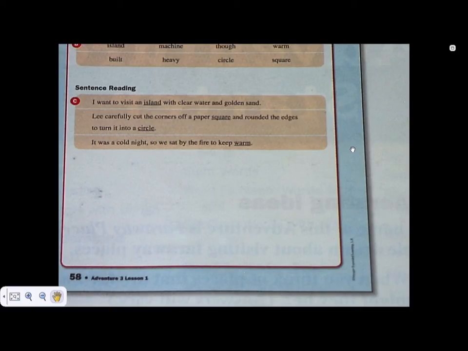The next sentence: Lee carefully cut the corners off a paper square and rounded the edges to turn it into a circle. That was me reading it carefully to make sure I got all the words. And now, remember, you want to eventually read fluently, and that would sound like: Lee carefully cut the corners off a paper square and rounded the edges to turn it into a circle. Your turn. Try it.